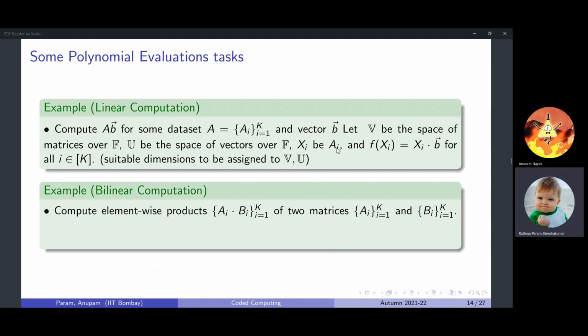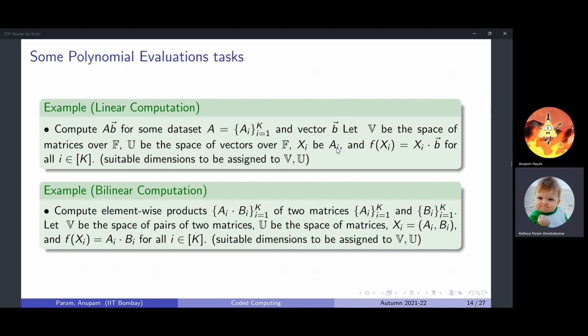Say we have a bilinear computation where we are doing an element-wise product of two matrices. Here we can have V as the space of pairs of two matrices and U as the space of matrices, and x_i is the tuple A_i, B_i, and then f of x_i is A_i dot B_i for all i belonging to k. Obviously the dimensions have to be assigned suitably to these fields and vector spaces.